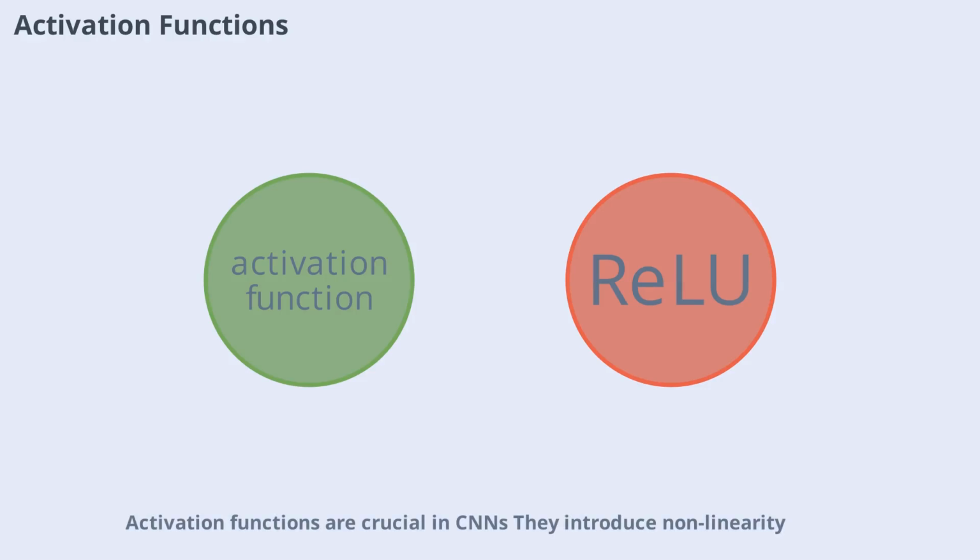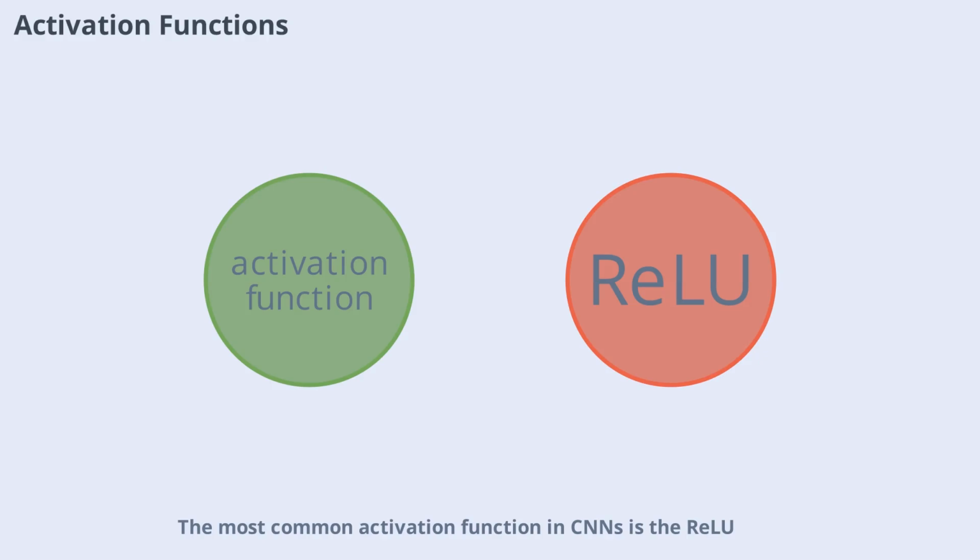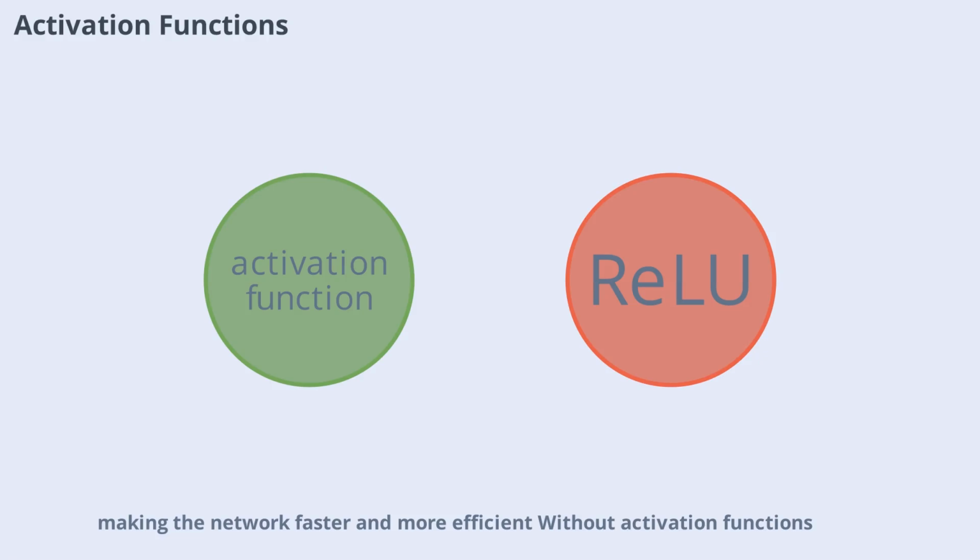Activation functions are crucial in CNNs. They introduce nonlinearity, allowing the network to learn complex patterns. The most common activation function in CNNs is the ReLU, or rectified linear unit. It simply turns negative values to zero, making the network faster and more efficient. Without activation functions, CNNs would struggle to model the rich variety of patterns found in real-world images.